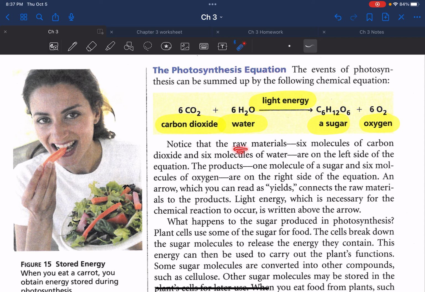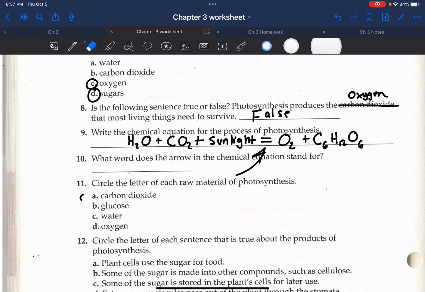Notice that the raw materials are 6 molecules of carbon and 6 molecules of water. That's on the left side of the equation. Now, the products, the things you get out of it, you get 1 molecule of sugar and 6 molecules of oxygen. They're on the right. And the arrow, which you can see, reads as yields, which means it connects the raw materials to the products, which, I don't understand why they don't just say it equals, but that arrow just means that's what you're going to get from it, okay? In most basic terms. The book, however, wants us to use the word yields.